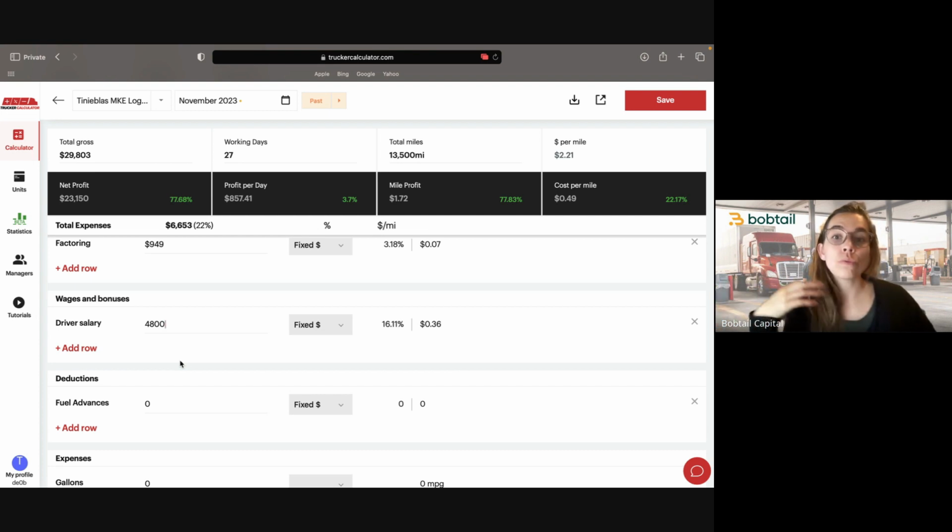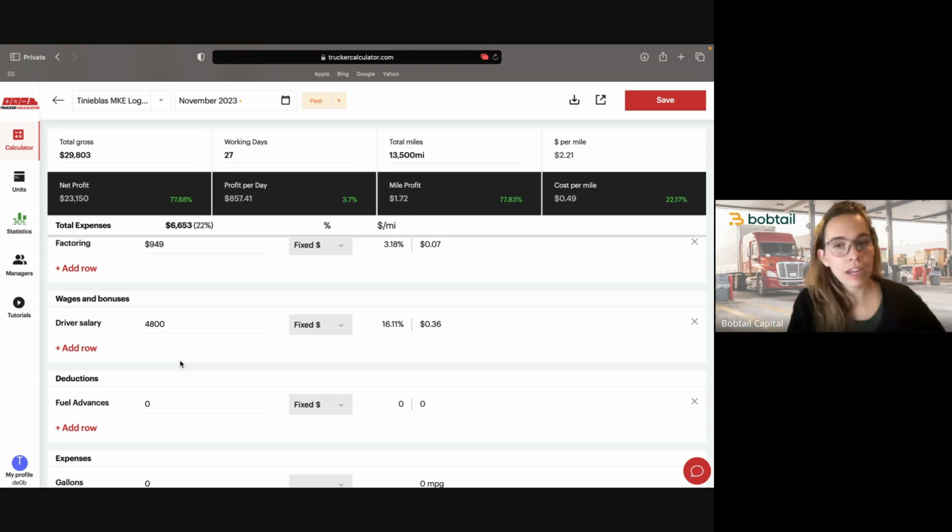Let's say you weren't working, you hired a driver, you want to know how much profit you would earn outside of that. And also, if you don't have your salary in there when you're going and negotiating with brokers or customers, you will not have a full picture of what it actually costs you, and make sure you're giving yourself what you need to cover your own expenses.